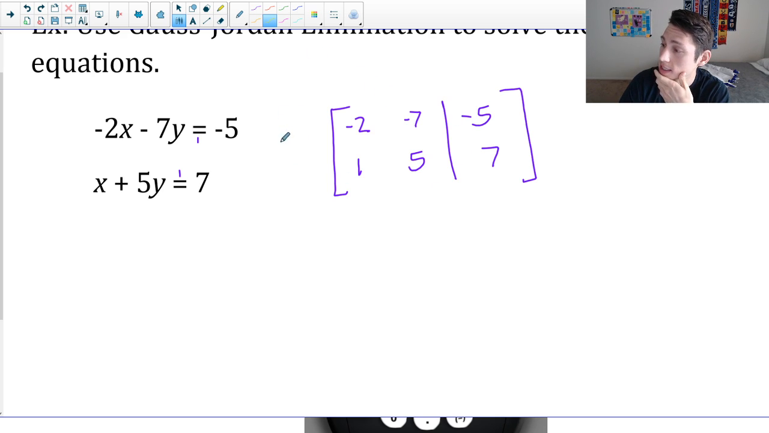Okay, so when I look at this matrix, the first thing I see is, well, I have a 1 right here. I really want the 1. My first step is to get a 1 here, but I don't. I have a 1 down here. Well, that's fine. Great. So my first row operation is that I'm just going to switch row 1 and row 2.